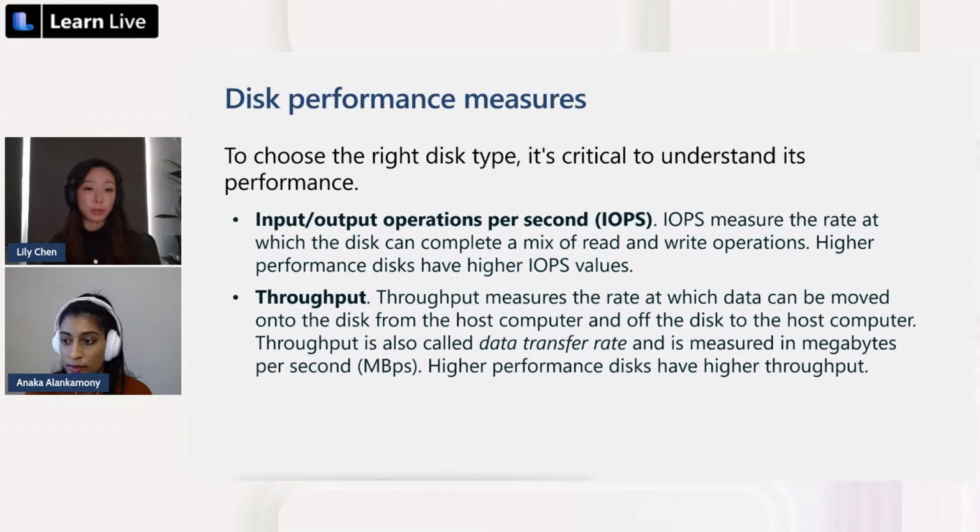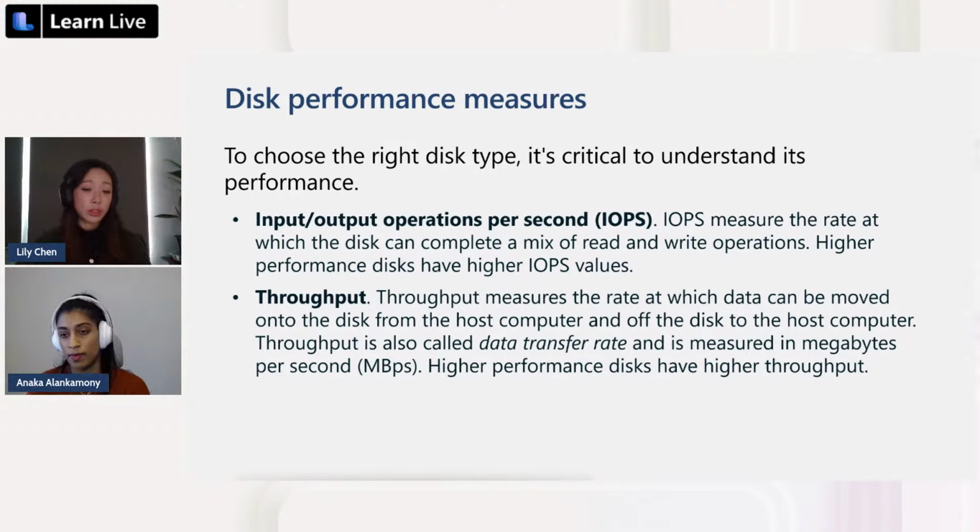The second key measure is throughput. So throughput measures the rate at which data can be moved from the disk to the host computer and off the host computer to the disk. Throughput is also called data transfer rate and is measured in megabytes per second. The higher performance disks have a higher throughput as well.